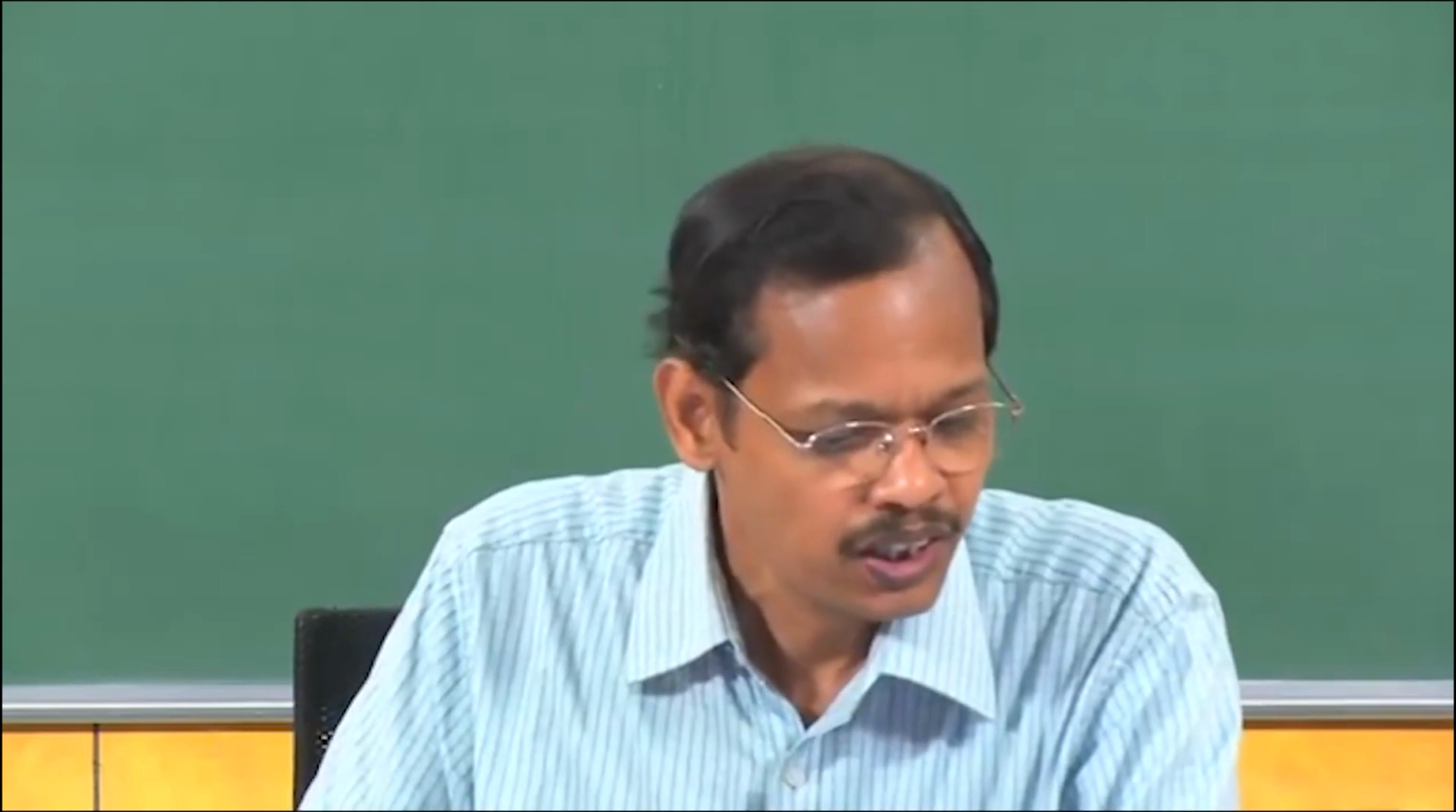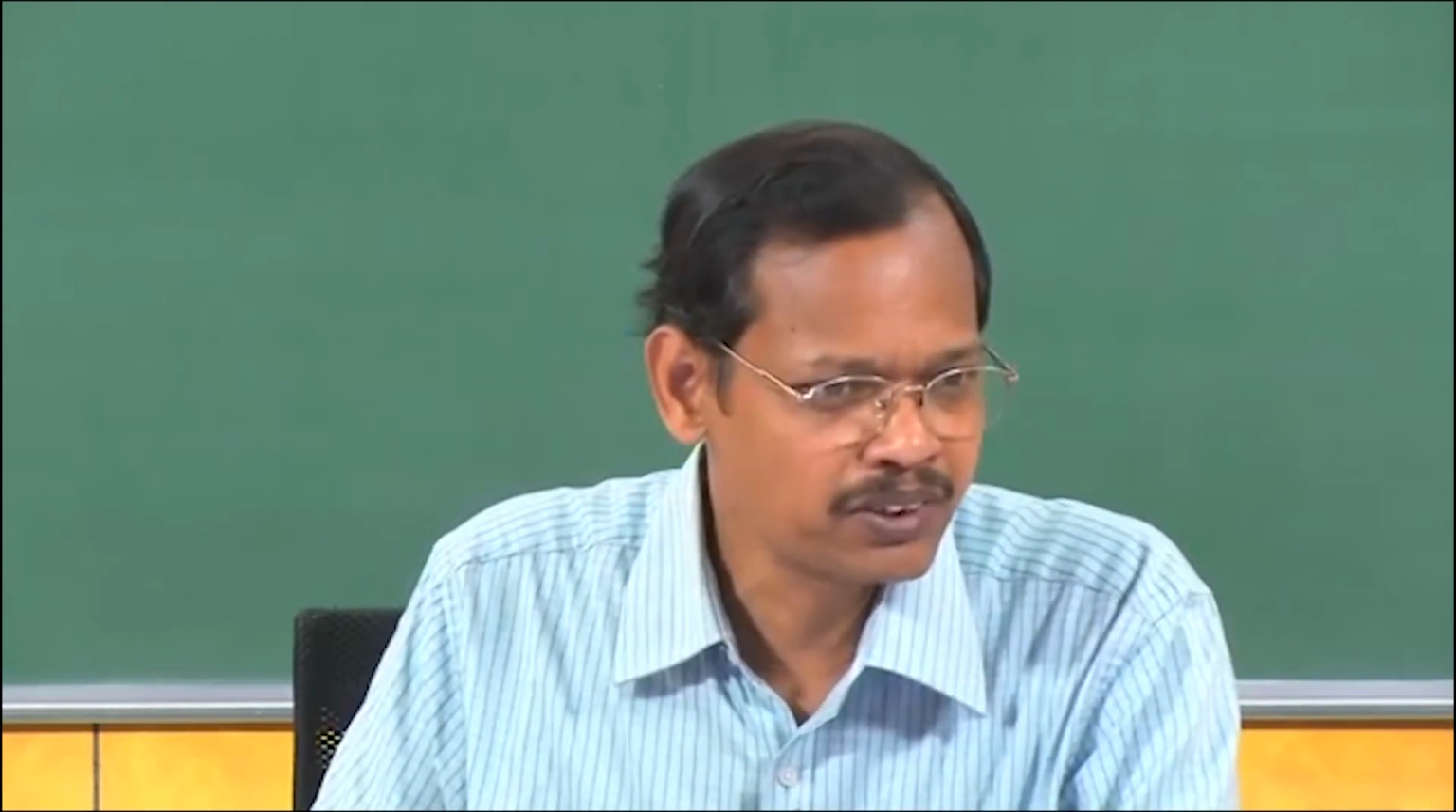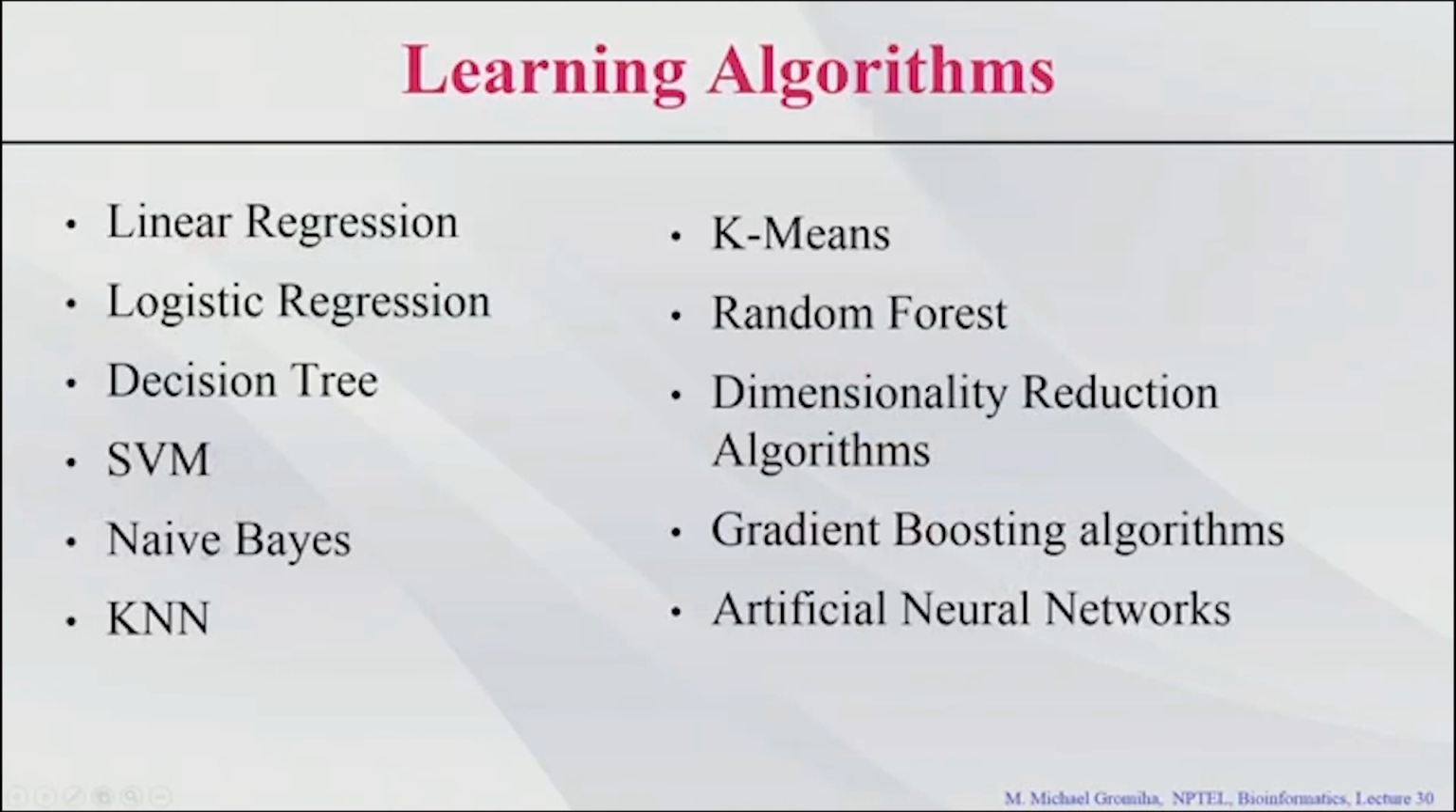They can do that. SVM is support vector machines, right. This I will explain soon. And there are naive Bayes, k nearest neighbors, k means clustering, random forest, artificial neural networks and so on.